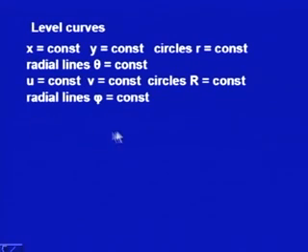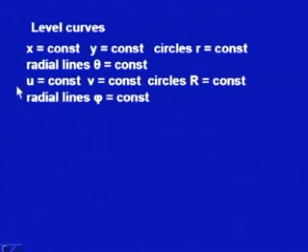How horizontal lines will map to the W plane under the given transformation, or how vertical lines y is equal to constant will map to the W plane. Circles r is equal to constant in the z plane, how they map to the W plane, and radial lines passing through the origin, how they map to the W plane. So, these are some of the points of our interest. These curves are called level curves in the z plane.